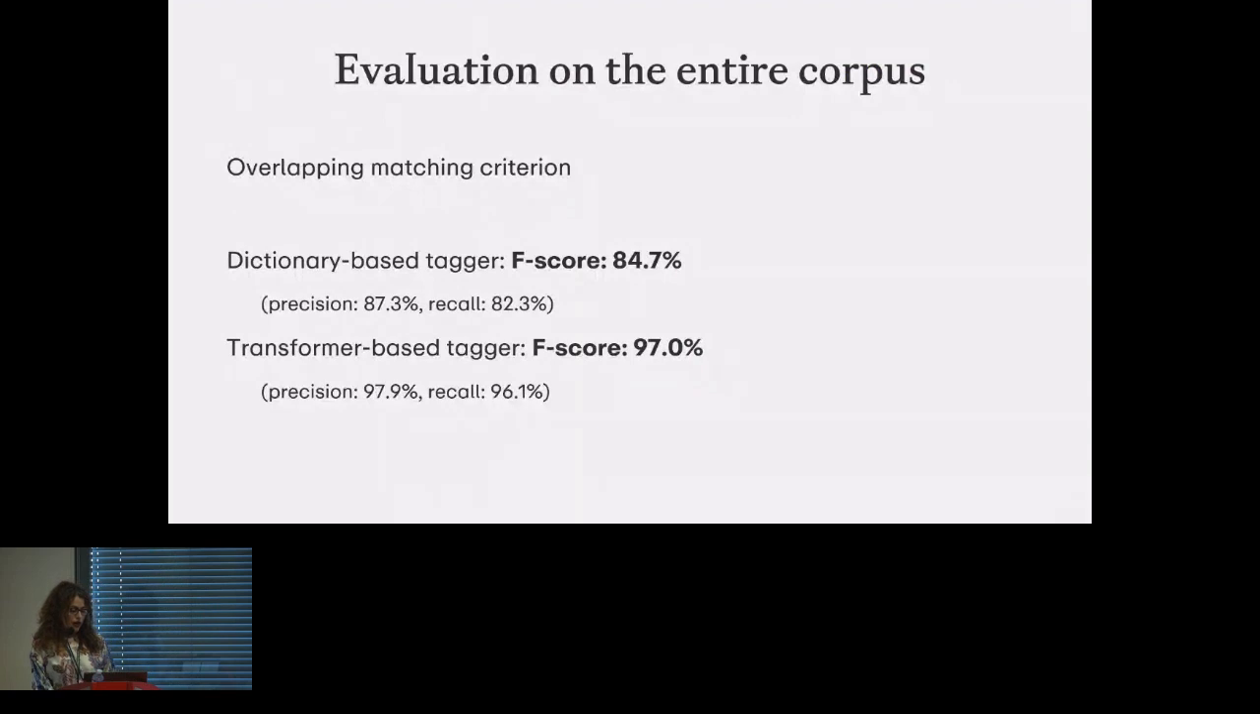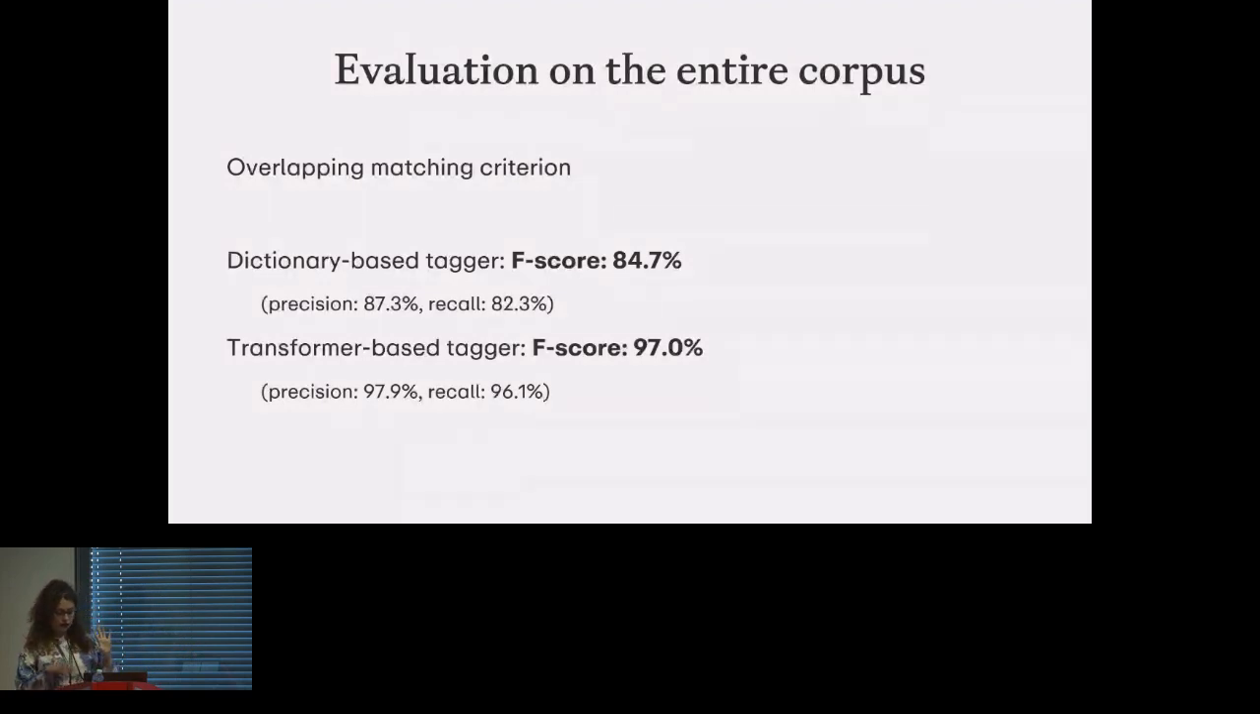And then we decided to also evaluate on the entire corpus and test, as I said before, if we can do it both with dictionary and deep learning-based methods. And here we use the overlapping matching criterion, which makes the work of the transformer-based tagger even easier. So we reach an F-score of 97%. And we did that to compare with the dictionary-based tagger, to at least follow a bit how that method also works. And the score here was 84.7%.